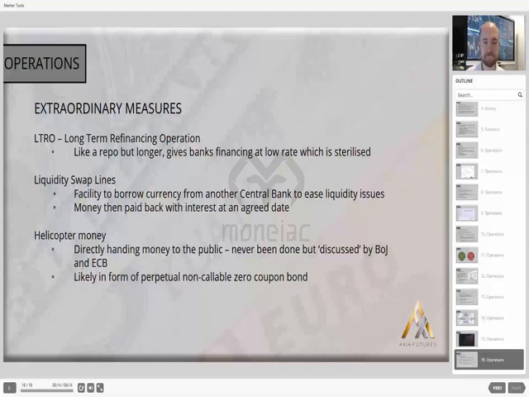Now, the other way of doing this could be in the form of a bond. This bond would be called a perpetual non-callable zero coupon bond. So, let me explain this. Most bonds will have a maturity, i.e. a 10-year bond. This one will be perpetual, so it will not mature. It will be non-callable, meaning that the institution that creates the bond can't then call for that bond to be repaid, or the owner of the bond can't call for it to be repaid to them.